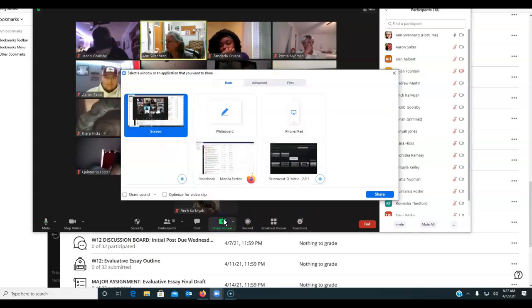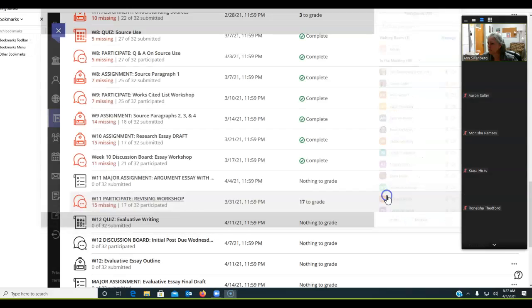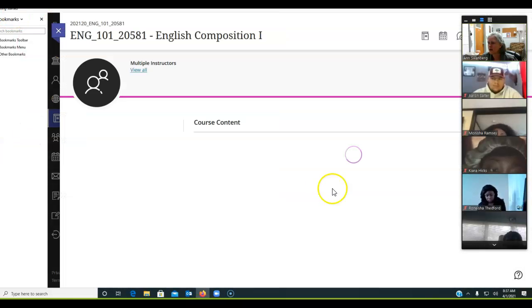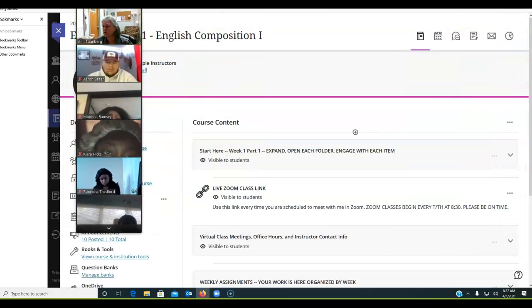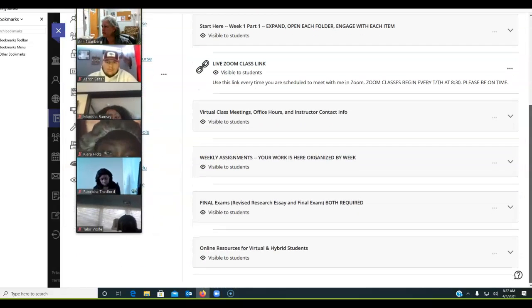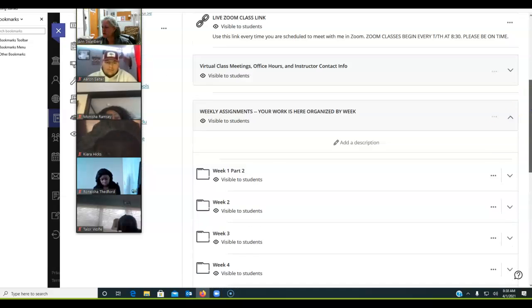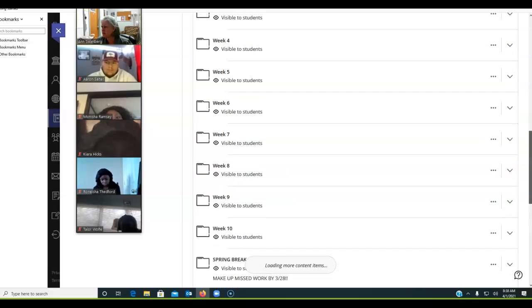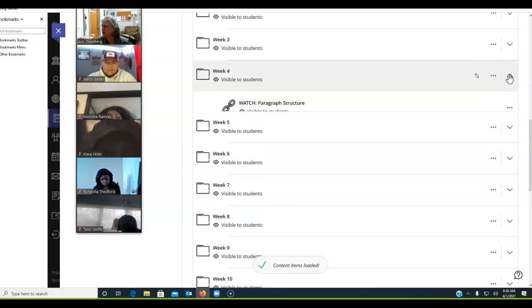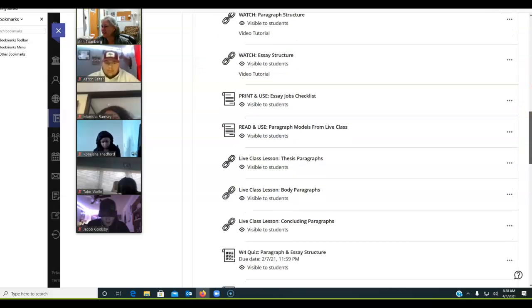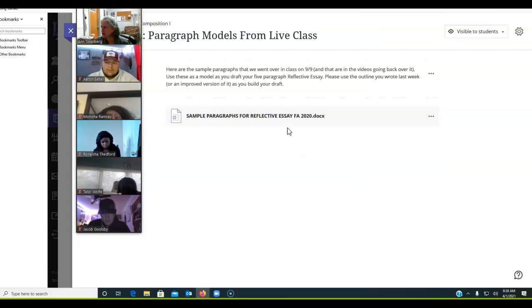I'm going to do a quick review of thesis and concluding paragraphs, actually. So we're going to go back into week 4. We learned this in our last unit, but I think people are thinking that that was just for the last unit. Thesis and concluding paragraphs stay pretty much the same every time you look at them. They shift around a little bit based on your topic, but not much, actually.